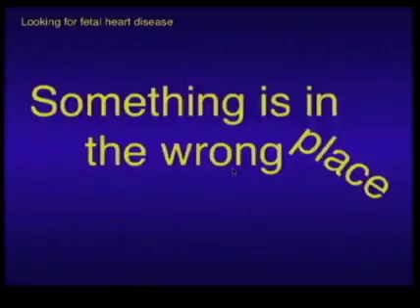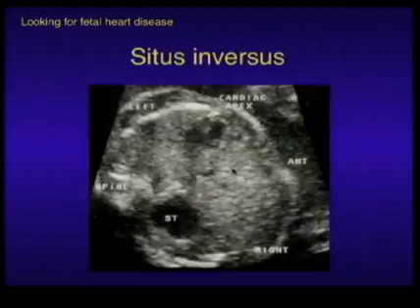I've mentioned situs already. I refer to that as something being in the wrong place. And this is a fetus with situs inversus. This is an oblique cut. So we have the chest up here, we have the abdomen down here. This is not a case of diaphragmatic hernia. This is the stomach properly in the abdomen, only it's on the right side of the abdomen and very close to the spine, which makes me think there's no spleen behind it.